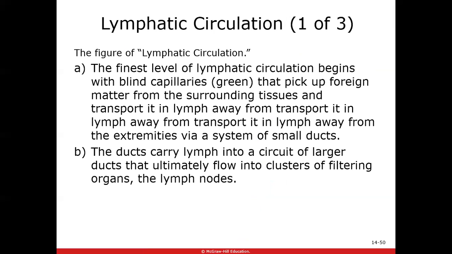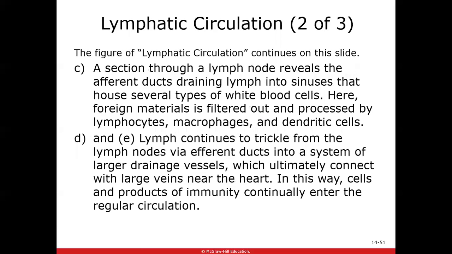So the finest level of lymphatic circulation begins with blind capillaries that pick up foreign matter from surrounding tissues, and transport it in lymph away from the extremities via a system of small ducts. Ducts carry lymph into a circuit of larger ducts that ultimately flow into clusters of filtering organs, which are called the lymph nodes.